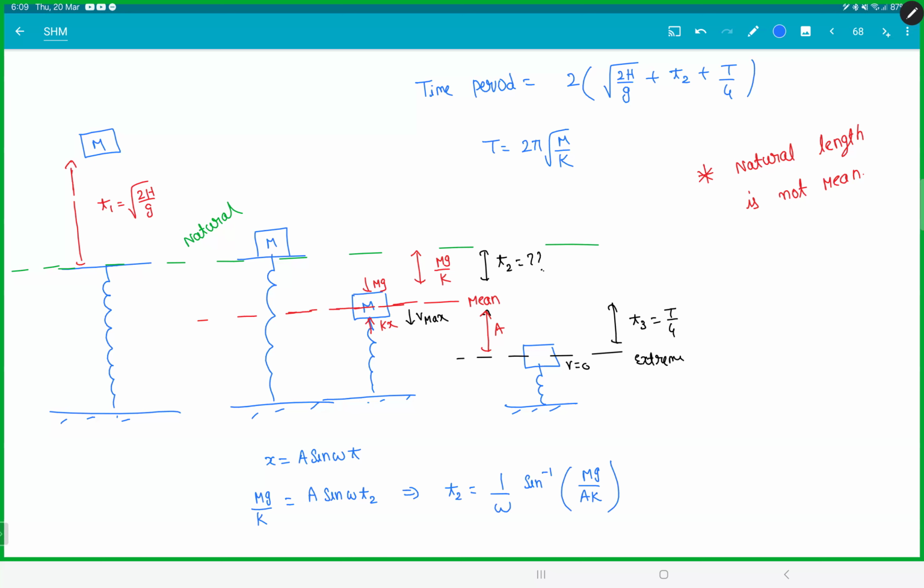X is equal to A sine omega t. X is the distance traveled from mean position to natural length, and the time is t2. So if I can find amplitude, my job's done. Numbers are given, you could have solved. So how will you find amplitude? Think, I'll give you a minute for that.